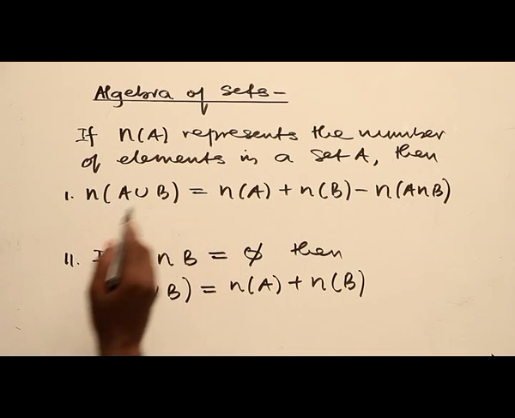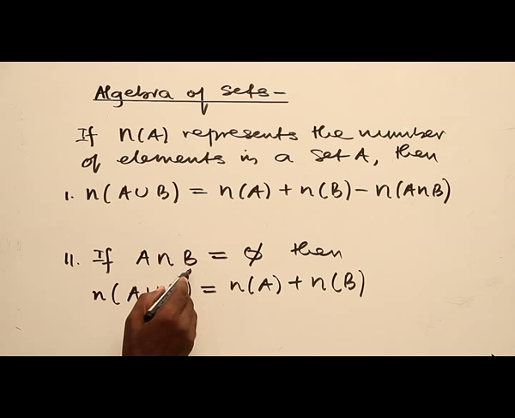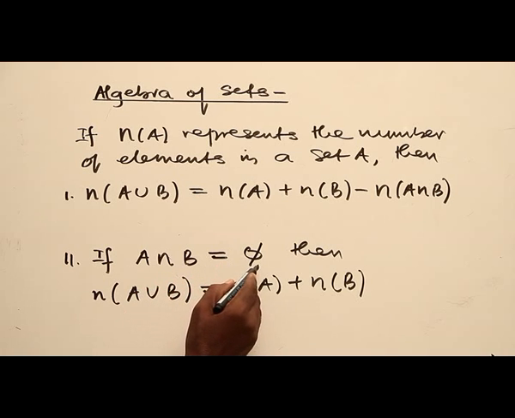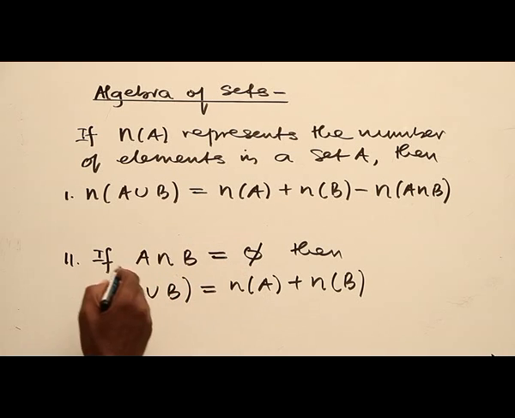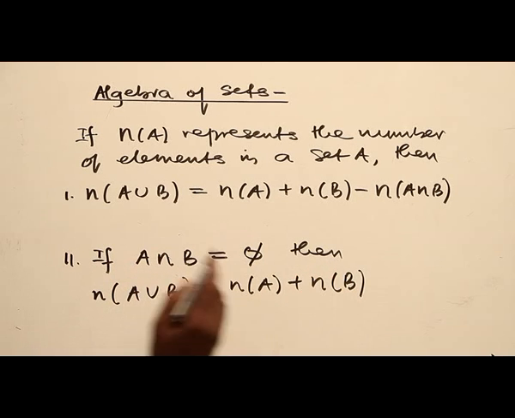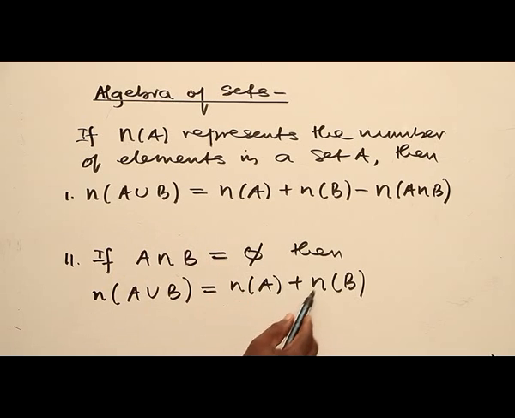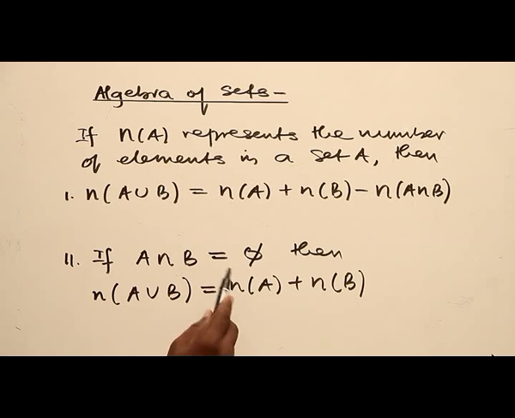in order for you to get the number of elements in A union B. The second case, if our intersection A and B is an empty set, which means these two sets are disjoint, they have nothing in common, then the number of elements in A union B will be equal to the number of elements in A plus the number of elements in B. Since there is no intersection, you add the elements that are in both A and B.